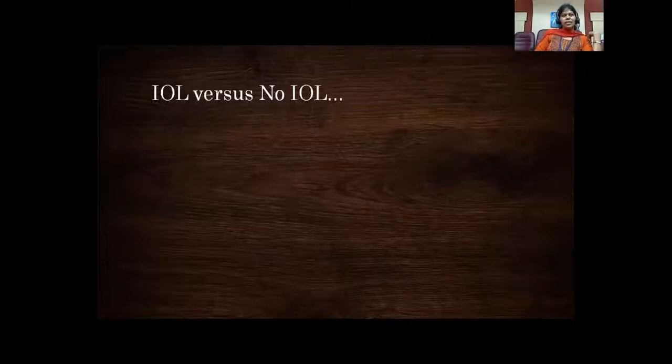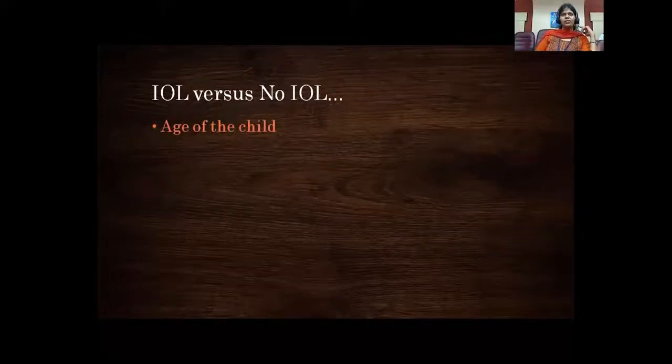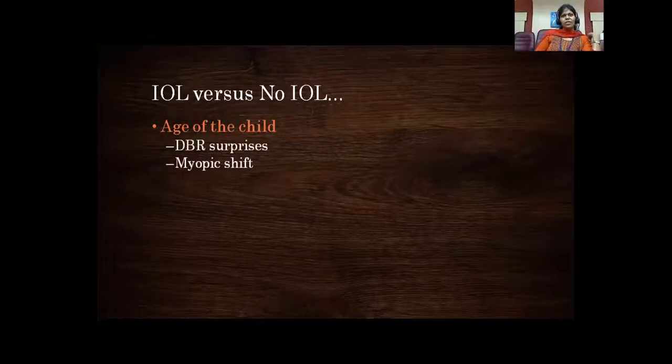So then early surgery, does it translate into early intraocular lens implantation? So when do we have this question of intraocular lens versus no intraocular lens implantation at the first sitting? So here the prime concern is the age of the child. The foremost concern is age of the child when we plan cataract surgery with an intraocular lens implantation at the primary stage. So why age of the child? Because in very young eyes, biometry surprises are known to occur even in expert hands, and myopic shift is supposed to be rapid till the age of 24 months. So that is how age is significant when we plan intraocular lens implantation as a primary procedure.